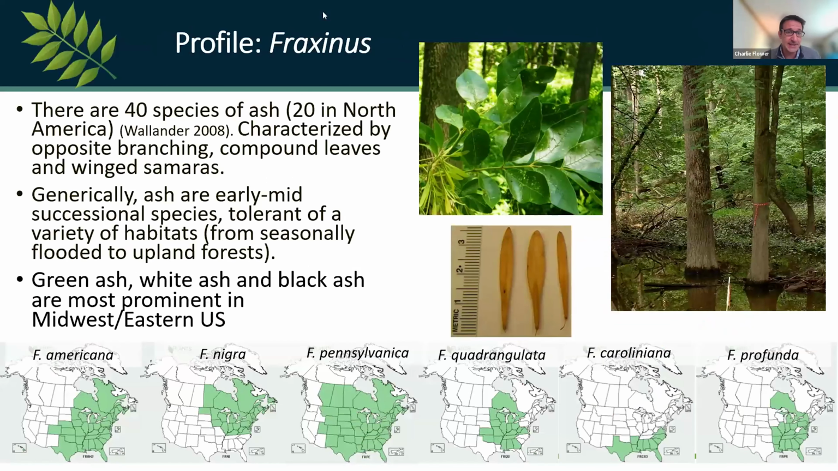There are over 40 species of ash, 20 in North America. They're characterized by opposite branching, compound leaves, and winged samaras. Generically, ash are early to mid-successional species, so they're really tolerant of a variety of habitats. You can see in this image on the right some ash trees inundated with 2 feet of water in the spring. They're common components in riparian systems. Green ash, white ash, and black ash are the most prominent in the eastern United States and the Midwest.